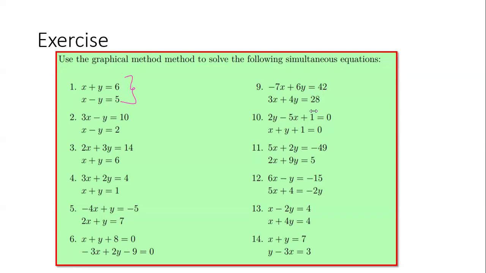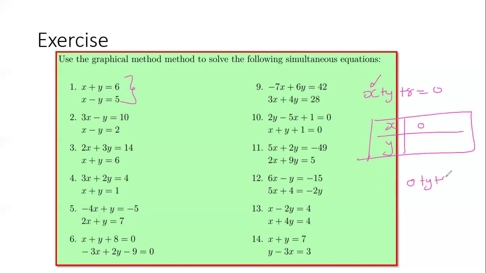Number six. Still number six, you do the same. Now, number six, you have x plus y plus 8 is equal to 0. You can draw your table again and say this is x, y. When x is 0, put here 0. So you have 0 plus y plus 8 is equal to 0. So this will be y plus 8 is equal to 0. Take the 8 this side. So you have y is equal to negative 8. So here I'll put negative 8.